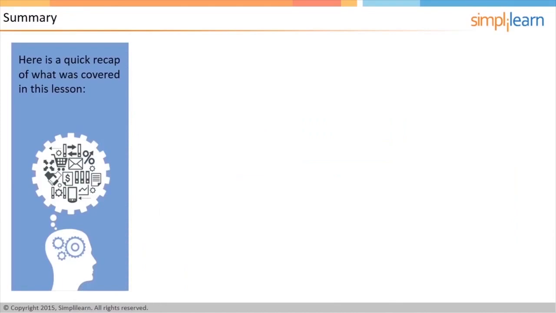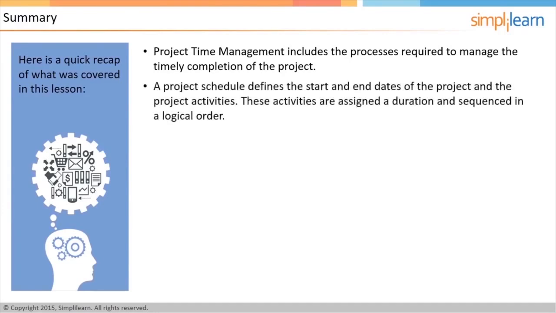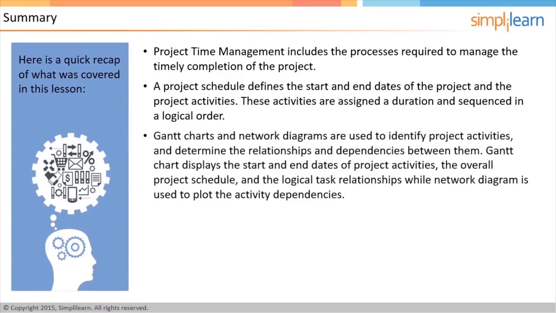Here is a quick recap of what was covered in this lesson. Project time management includes the processes required to manage the timely completion of the project. A project schedule defines the start and end dates of the project and the project activities. These activities are assigned a duration and sequenced in a logical order. Gantt charts and network diagrams are used to identify project activities and determine the relationships and dependencies between them.